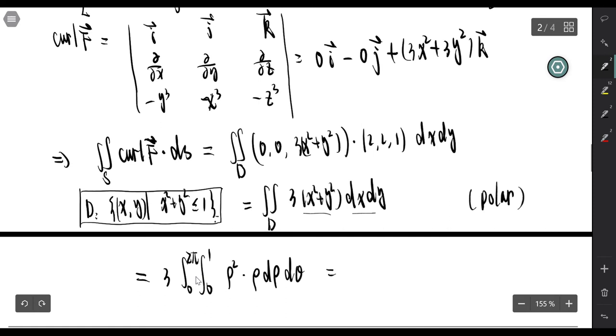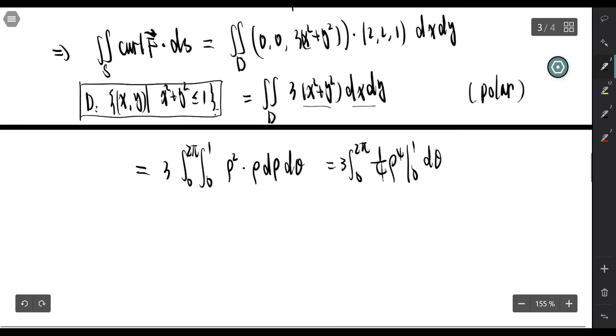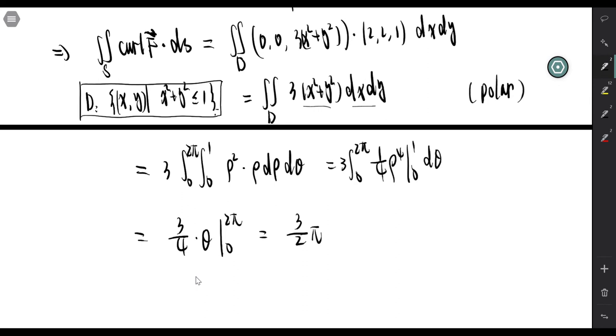That's from 0 to 2 pi, 3 times rho to the fourth over 4, from 0 to 1, and d theta. That's one fourth, so that is 3 over 4 times theta from 0 to 2 pi, that is 3 over 2 pi. That's the first example.